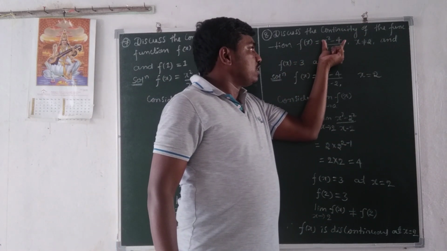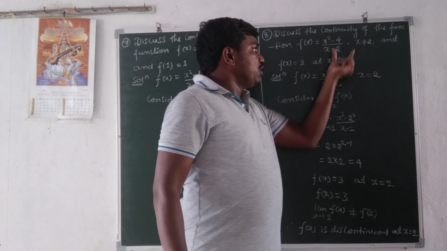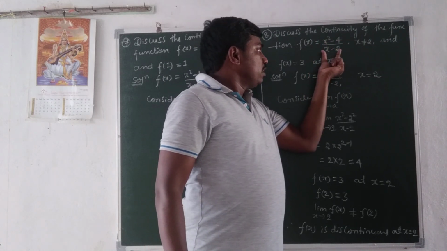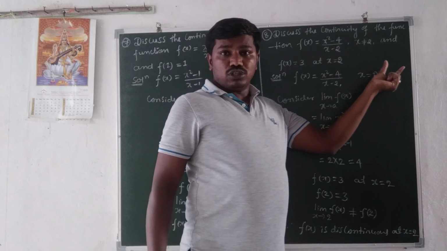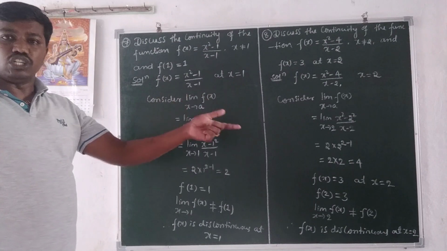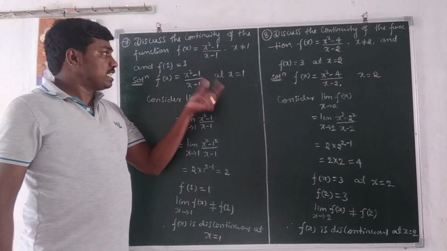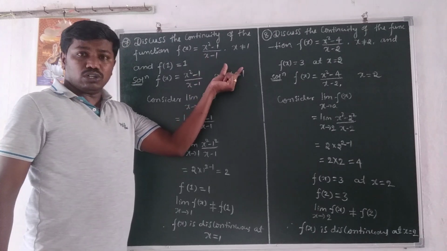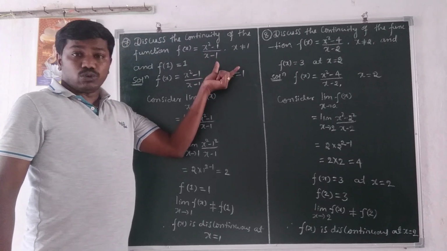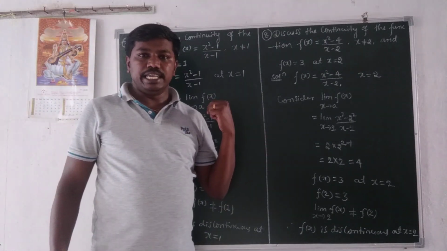So this is a rational function, g of x divided by h of x. A rational function is continuous except where x minus 2 is equal to 0, that is, except at x is equal to 2. So f of x is continuous except at x is equal to 1. So both the functions are discontinuous at a single point. Okay.